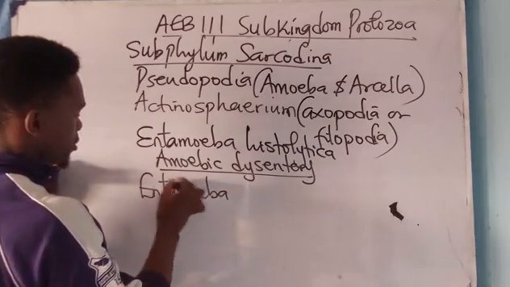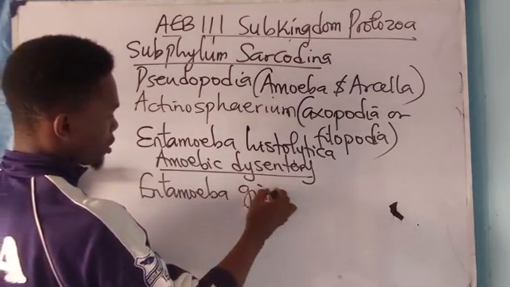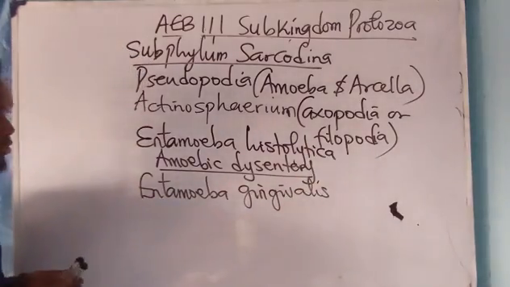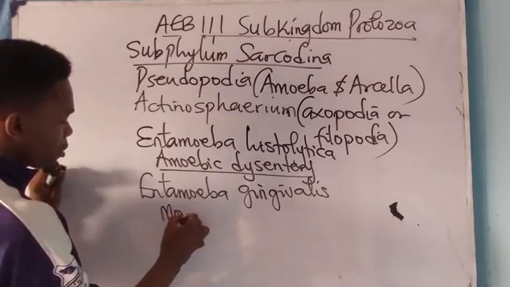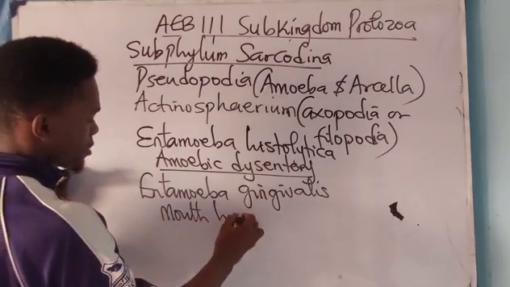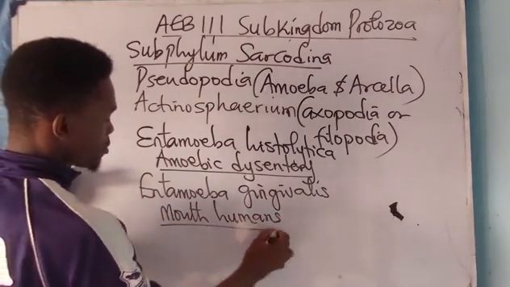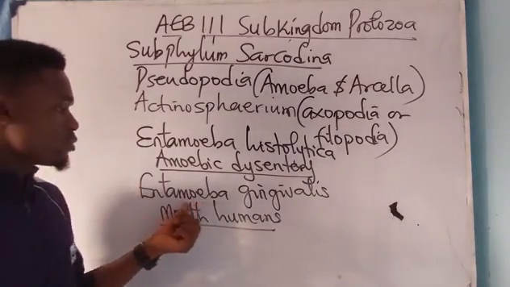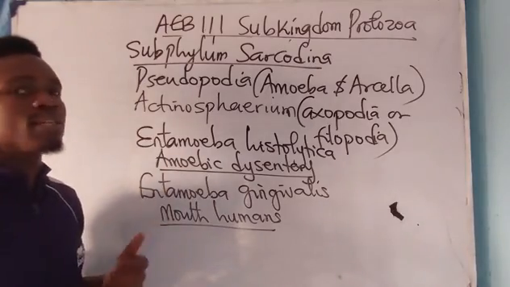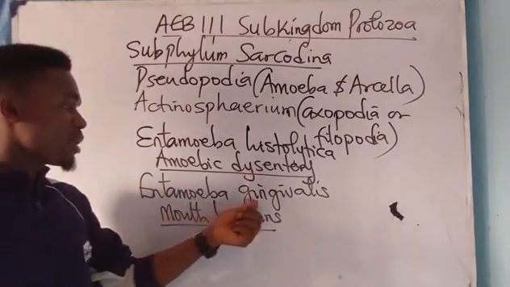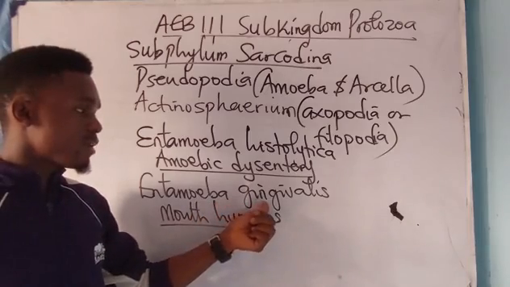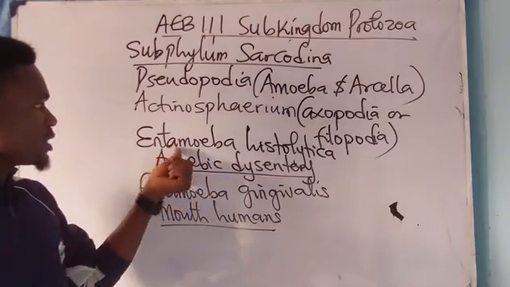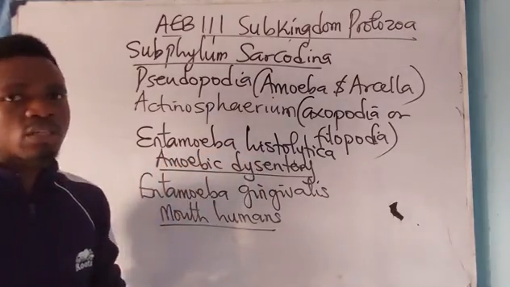You also have Entamoeba gingivalis. It is found in the mouth of humans, which means it is found in saliva, and it is associated with kissing. As you are kissing, you are taking in Entamoeba gingivalis, because they are found in the mouth. Somehow, even Entamoeba histolytica is also found in the saliva.